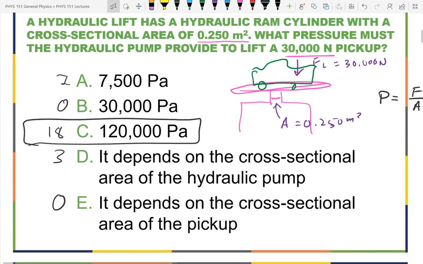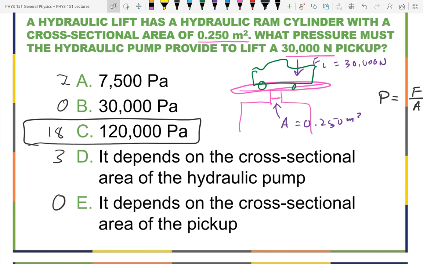Any questions about that answer? There were 2 people who said 7,500. How would you get 7,500? Yeah, you divide by 4 instead of dividing by 0.25. Or as Gila said, you multiplied by the 0.25. So that was the wrong units. That's an example of where units can help you out. Meters squared times newtons is not a pascal. Pascal is a newton per meter squared.